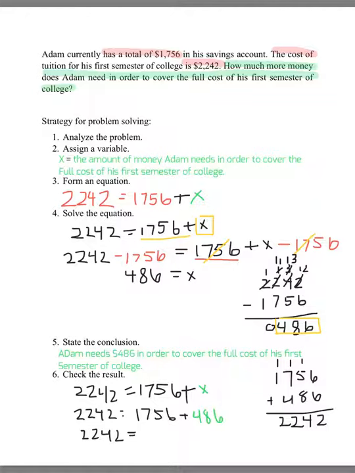So on the right hand side we end up with 2,242. Is 2,242 equal to 2,242? It is indeed, so our solution is correct.